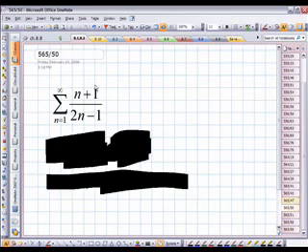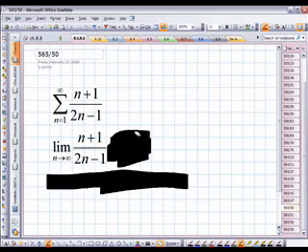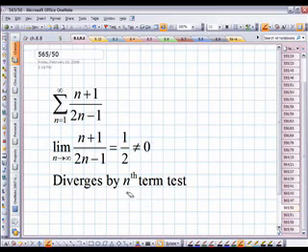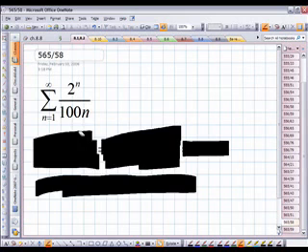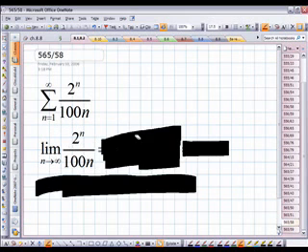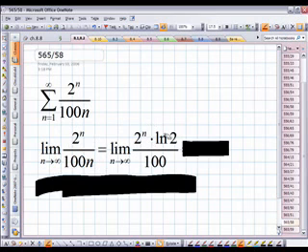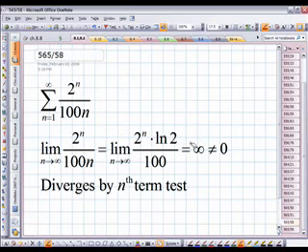Here we have this series n plus 1 over 2 to the n minus 1. You take a limit of that nth term, and you get a half, which is not equal to 0. Therefore, it diverges by the nth term test. And 2 to the n over 100n. Take a limit as n goes to infinity. You get infinity over infinity, so you have to use L'Hopital's rule. And then as n goes to infinity, you get infinity, which is not equal to 0. So this will diverge by the nth term test. If it had equaled 0, it would not necessarily converge, though. It just means the nth term test fails.